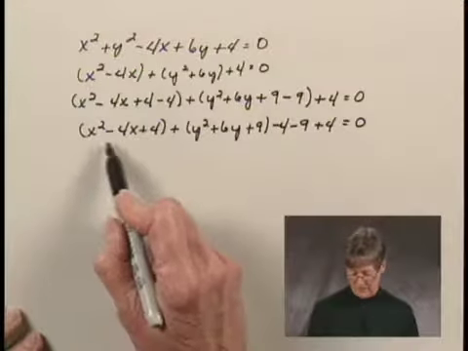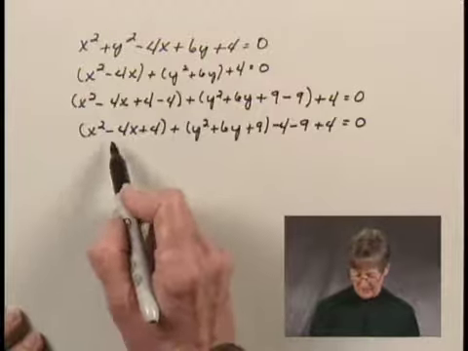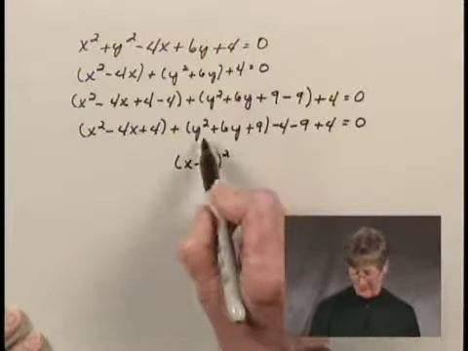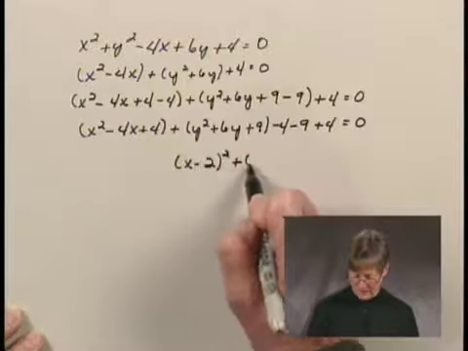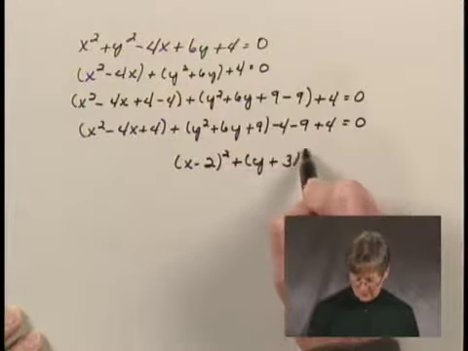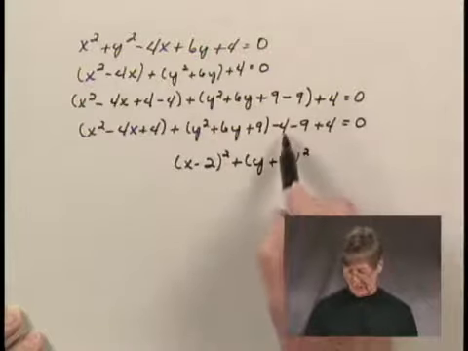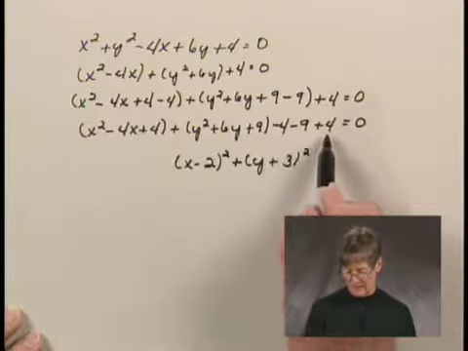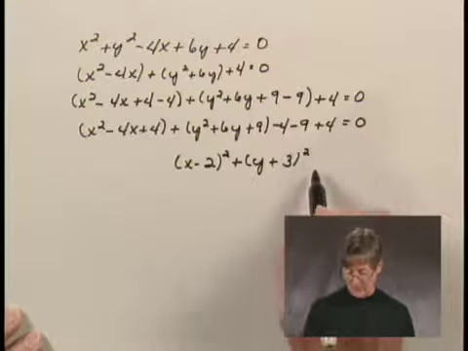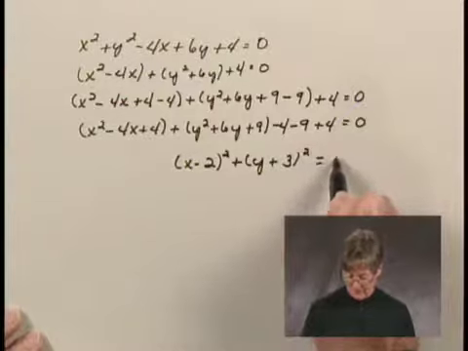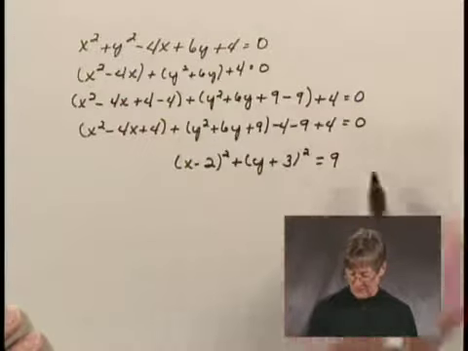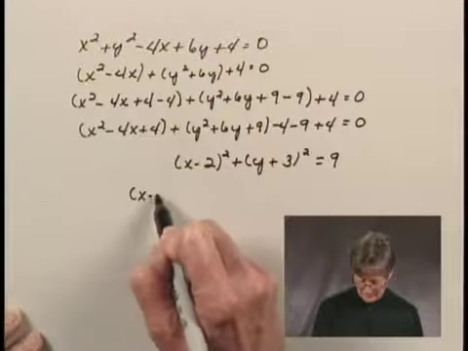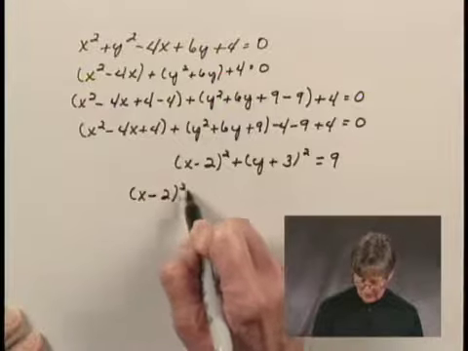Now let's write this as a square of a binomial. X squared minus 4x plus 4 is x minus 2, the quantity squared. Y squared plus 6y plus 9 is y plus 3, the quantity squared. And here I have negative 4 minus 9 plus 4, which leaves me with negative 9. And when I add 9 to both sides of the equation, I get these two binomial squares are equal to 9.